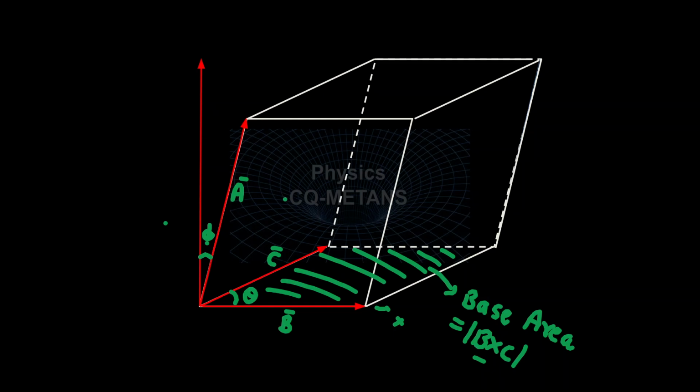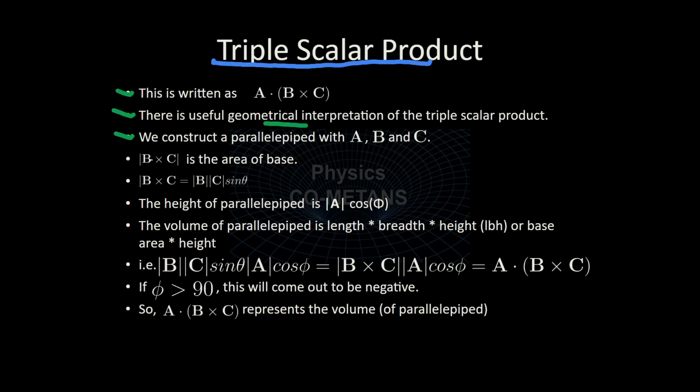Now the height, because we know that we need length, breadth and height to find the volume of a cuboid or this parallelepiped. So the base area is B cross C, and we can write it as modulus of B, modulus of C, sine of theta. Now the height of the parallelepiped.